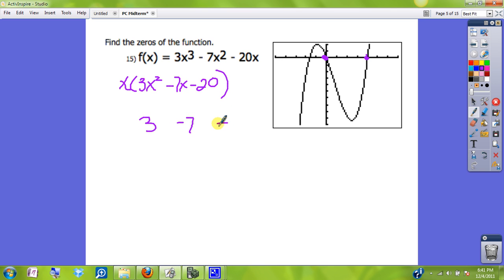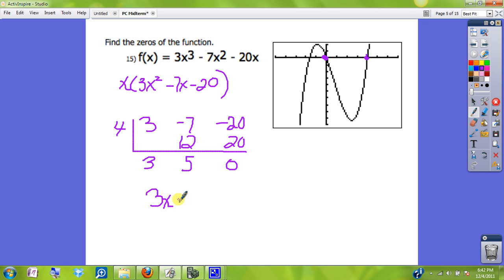It appears that positive 4 is a 0, so I'm going to run positive 4 through this, drop down the initial number, and start multiplying. You get 12. Adding this result, you get 5. 4 times 5 is 20. And this confirms that it is a factor, because the factor theorem says that if the remainder is 0, then you have discovered a 0 of the function. The 3 and the 5 can be interpreted as 3x plus 5. And that's going to allow us to find the third 0 here. So x is equal to -5/3.